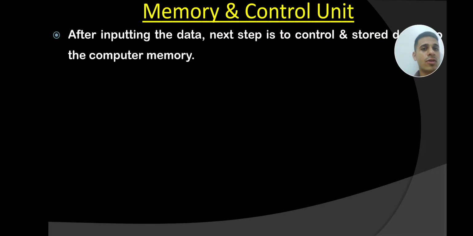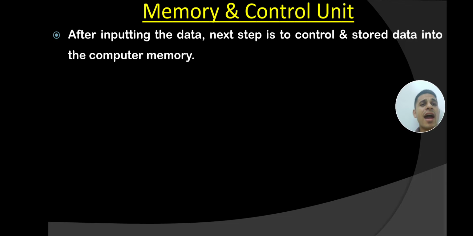Now in this memory we can store data, and this control unit will control your input, memory and output, all three. And due to that control unit, you can call it the central processing unit also. Now after inputting data, the next step is to control and store data in the computer.